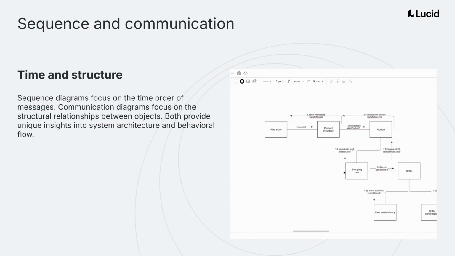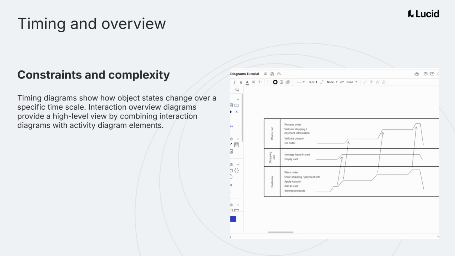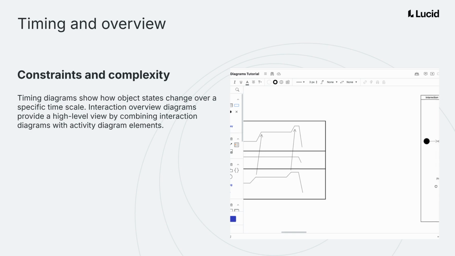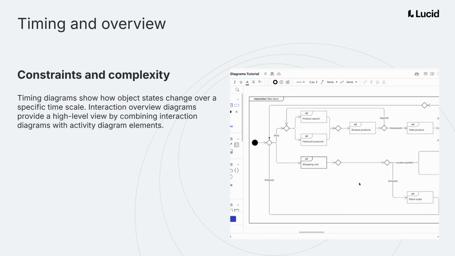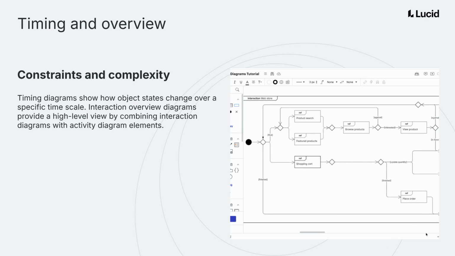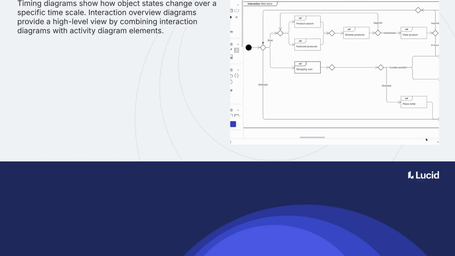Communication diagrams, formerly known as collaboration diagrams, prioritize the physical organization and relationships between the objects themselves. For time-sensitive systems, timing diagrams show state changes over a linear scale. Interaction overview diagrams help manage complexity by providing a bird's-eye view of how different interactions link together.